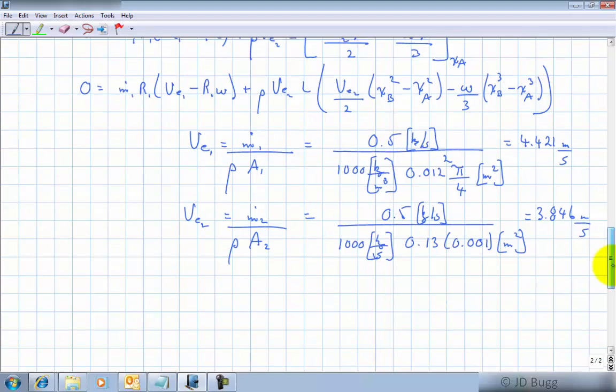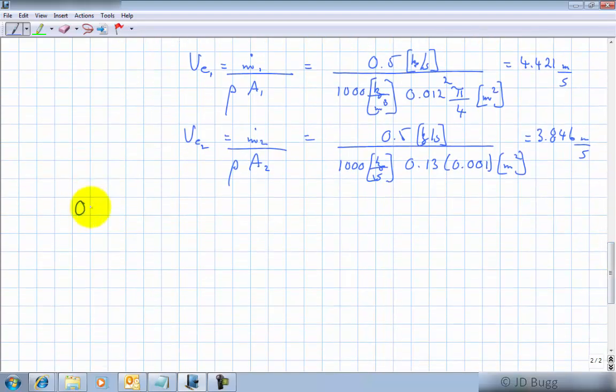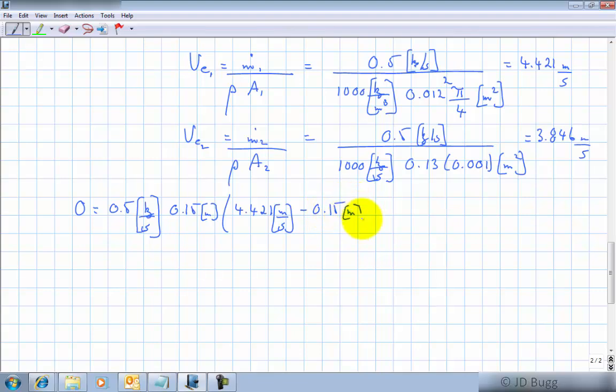So now we have all of the numbers we need to substitute into this equation and solve for omega. So I'll put all of those in. 0 on the left-hand side still. Mass flow rate at 1, 1/2 a kilogram per second. 0.15 meters for the position of 1, R1. And then we have our relative velocity, 4.421 meters per second, that we just calculated up here, minus R, 0.15 meters, times omega. So that's what we're trying to solve for here.